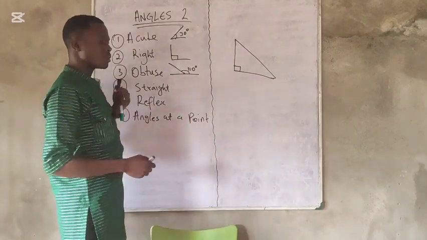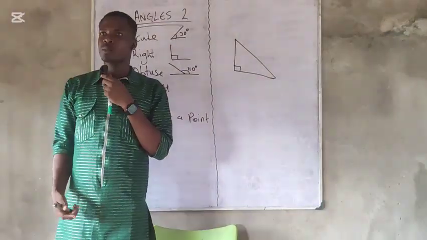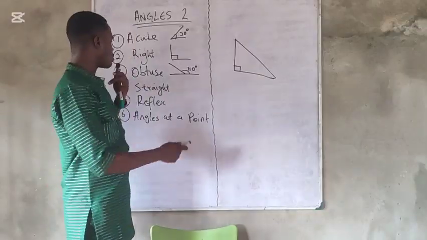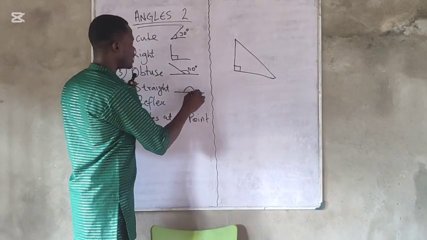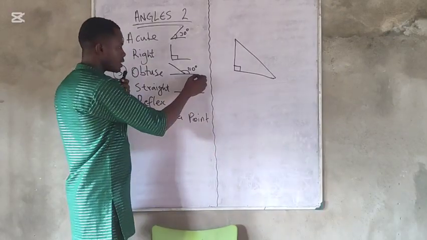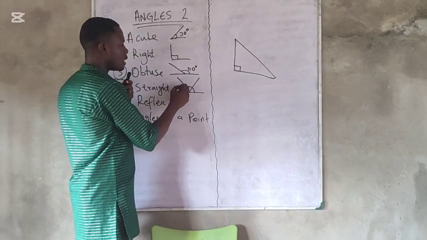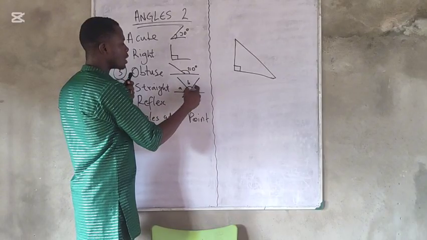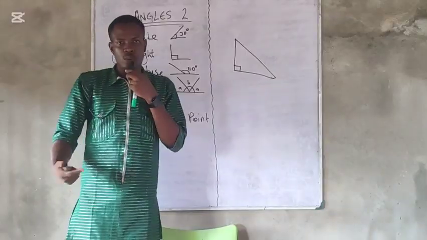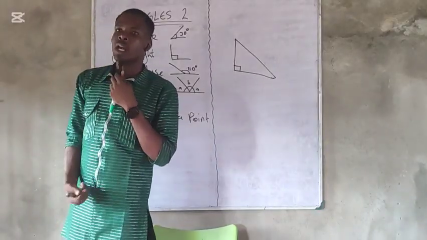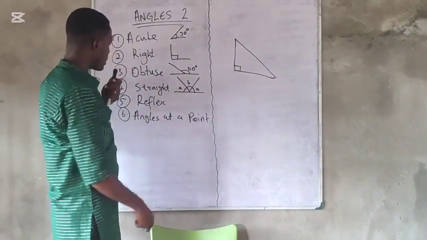Then we have straight angles, which are also called angles on a straight line. Angles on a straight line look like this. These are angles that sum up to 180 degrees. For example, you can have something here, you can have another angle here. At the end of the day, if you sum A, B, C together, it will give you what? 180 degrees. So straight angles are angles that sum up to 180 degrees on a straight line.